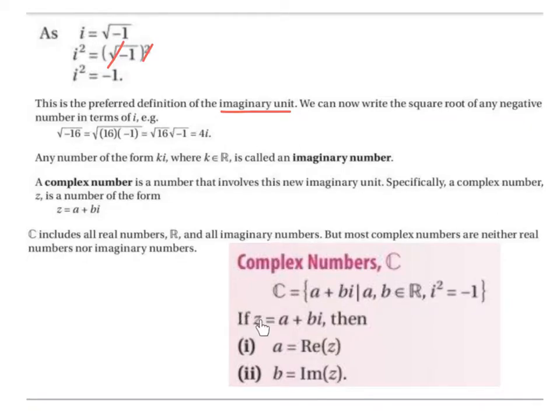If z is equal to a plus bi, then a is equal to the real part of z, written with z in brackets, and b is equal to the imaginary part of z, again with z in brackets.